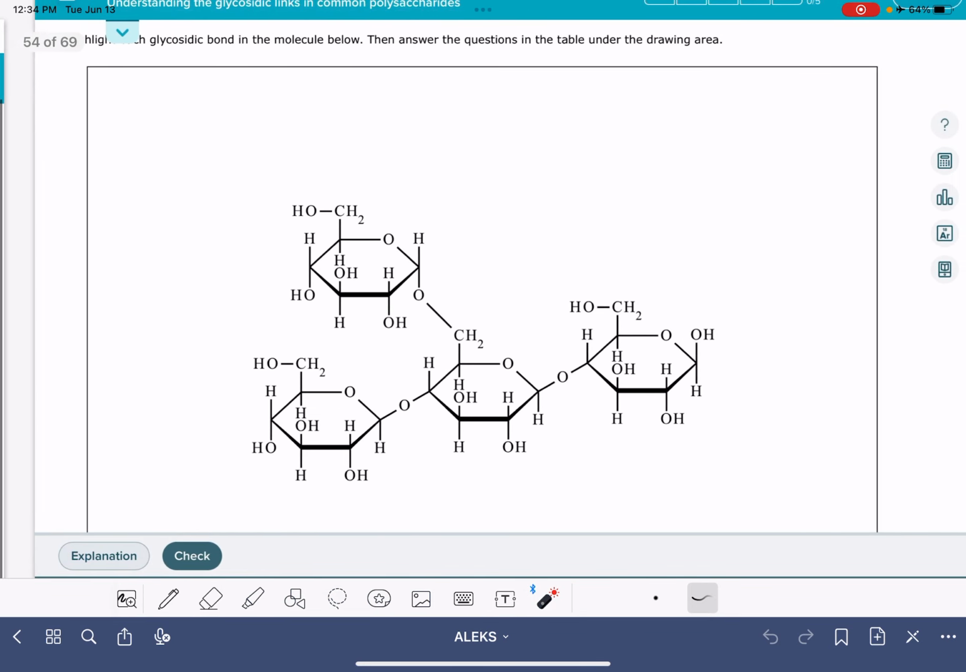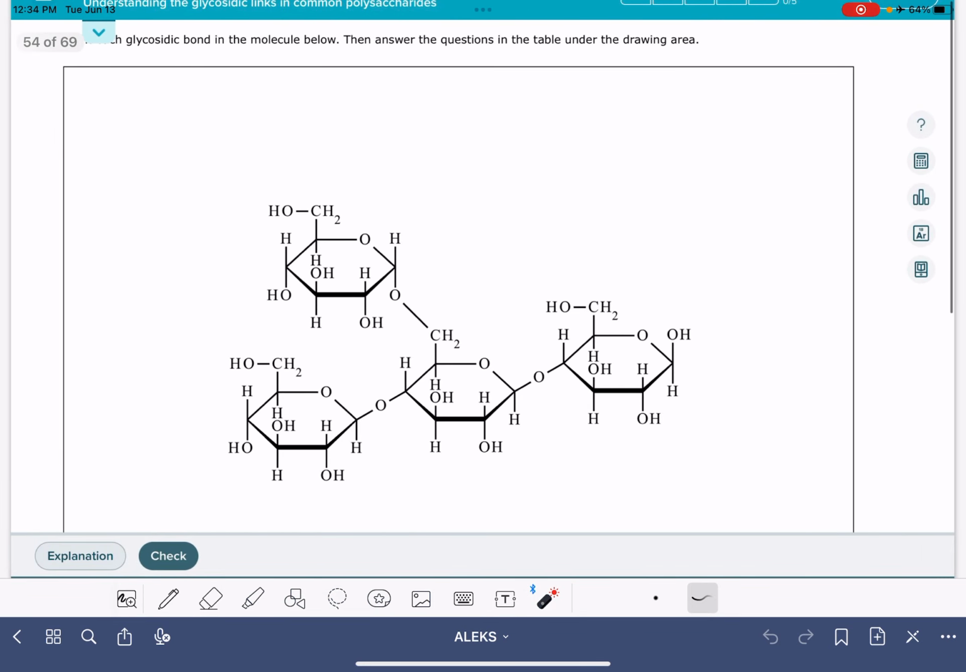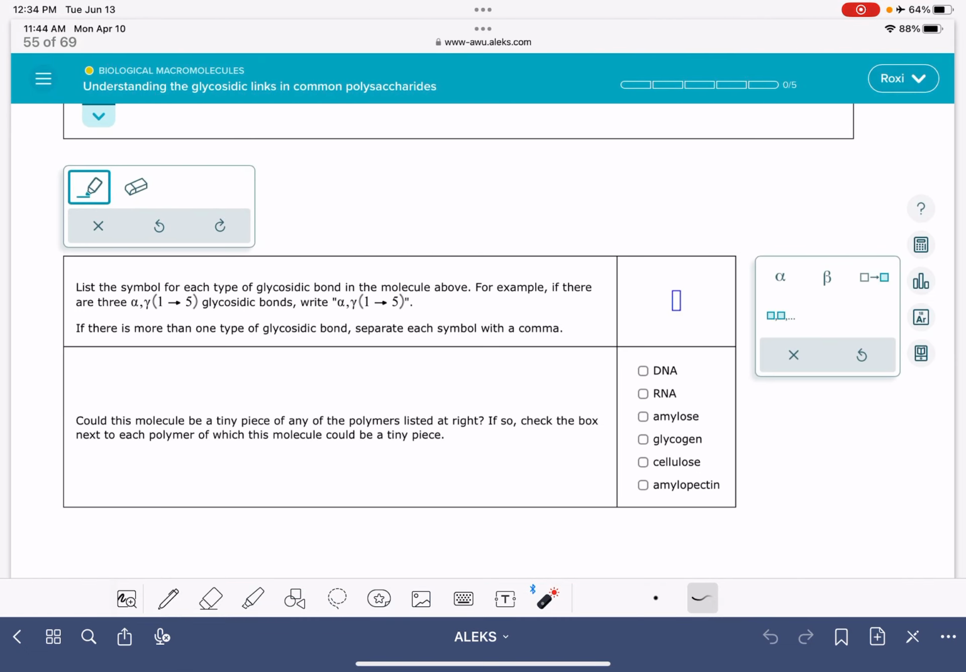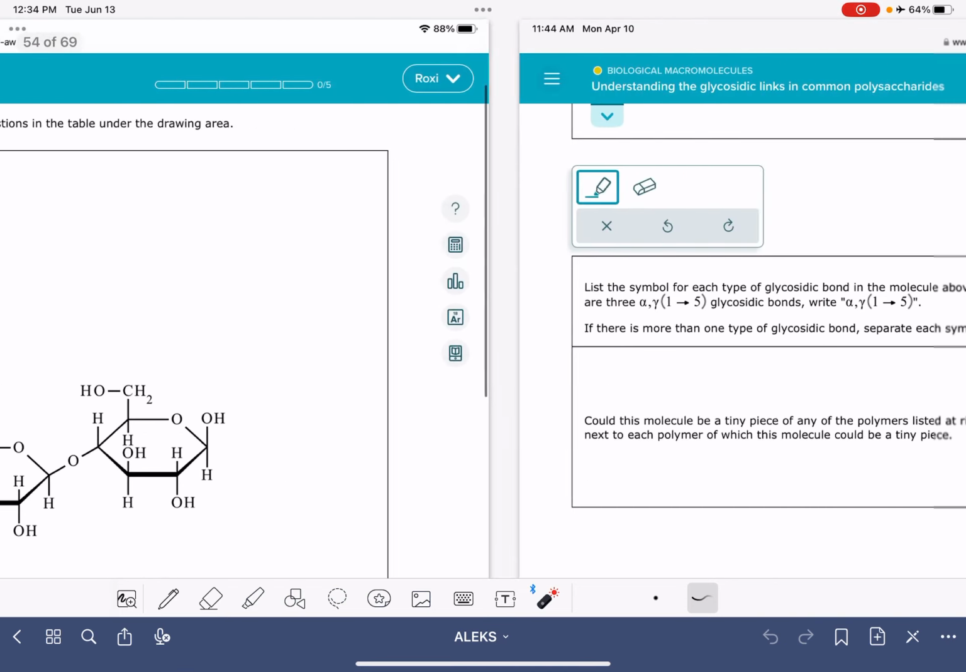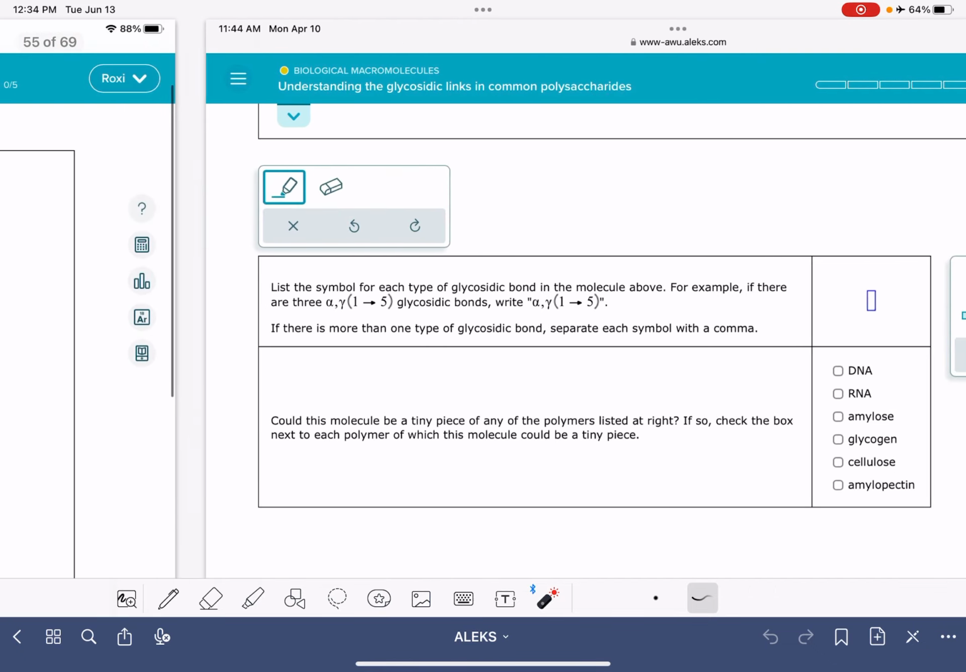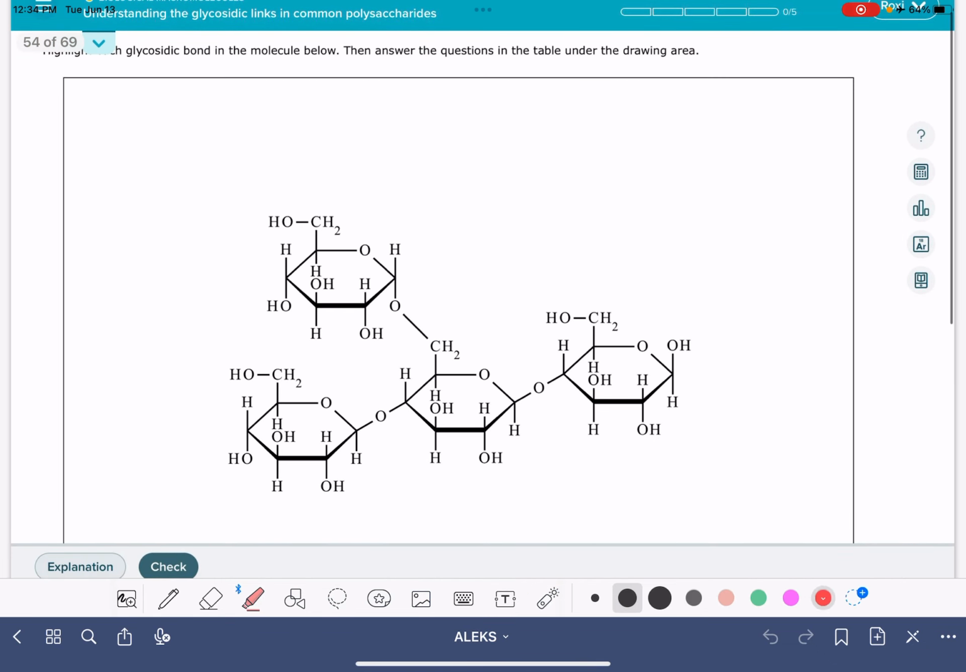So I've got the questions over here. In addition to the 2 questions, you're asked to highlight the glycosidic bonds in the molecule. So there is a highlighting tool. It's located down here underneath this drawing box. You're going to click on that highlighting tool and highlight the glycosidic bonds. The glycosidic bonds are the bonds that connect the monosaccharides together.